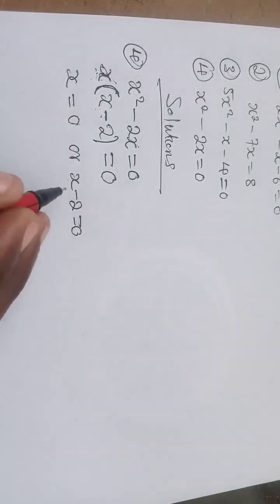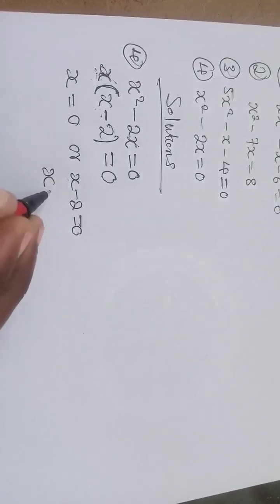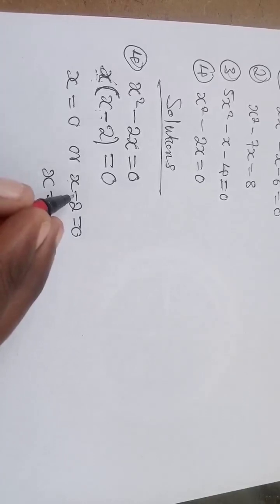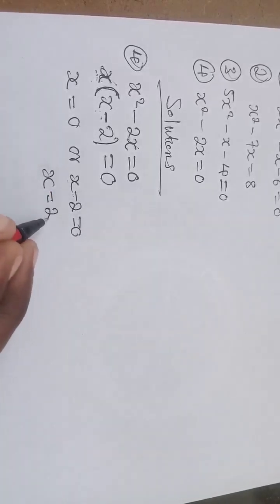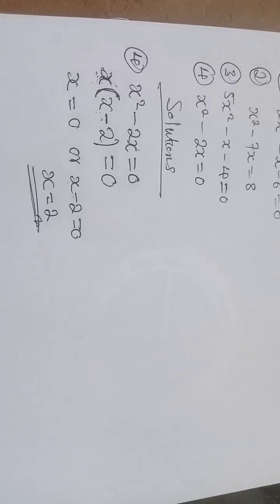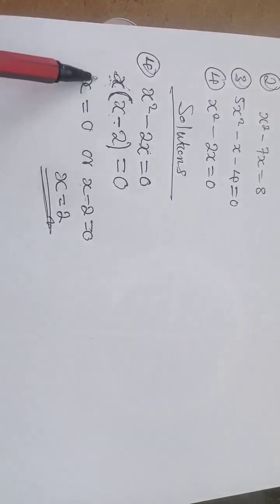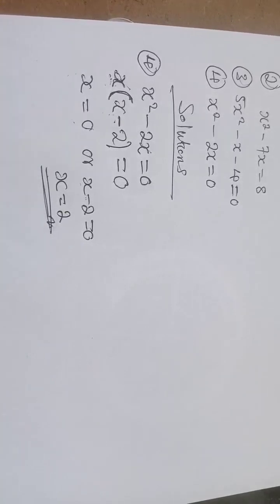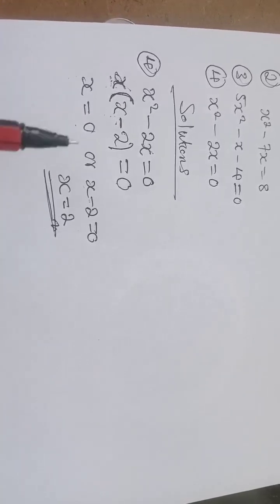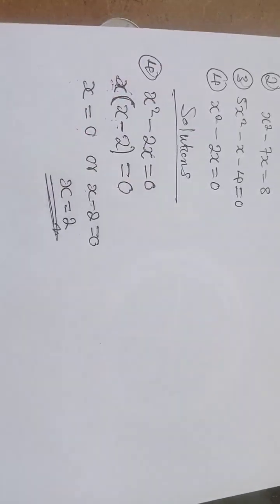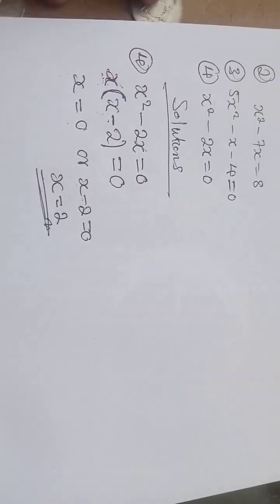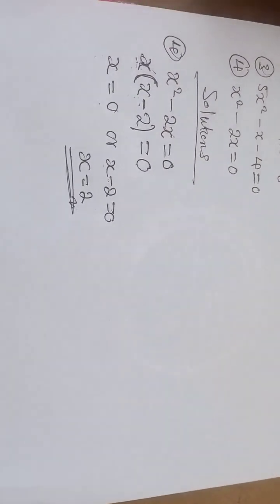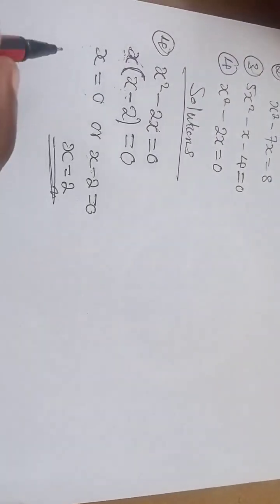We'll just continue to solve this one. So x is equal to, when this minus 2 comes to this side, it becomes positive 2. Meaning that this equation has two solutions: x equals 0 and x equals 2. So that's how you solve this kind of question. I hope you've understood, those who asked me to solve this question. That is how you solve that question. Then we'll go on.